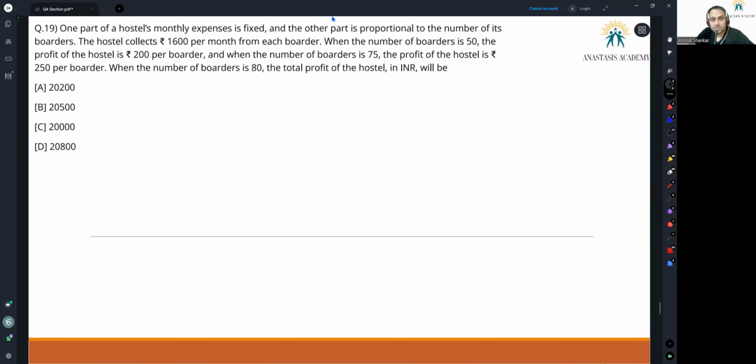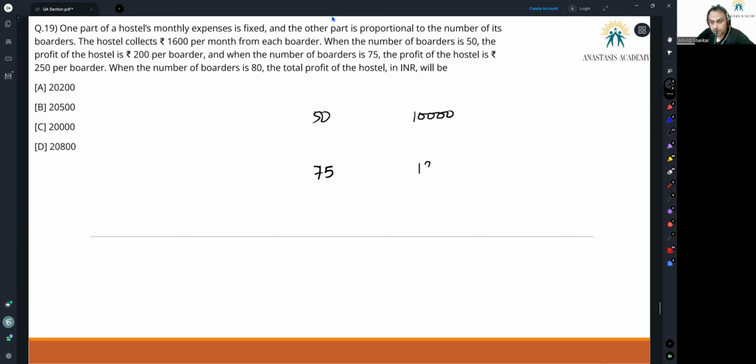One part of hostel's monthly expenses is fixed, the other part is proportional to the number of its boarders. The hostel collects 1600 per month from each boarder. When the number of boarders is 50, the profit of the hostel is 200 per boarder. Okay. For 50 residents, the profit is 200 into 50, which is 10,000. Okay. And when the number of boarders is 75, the profit of the hostel is 250 per boarder. For 75, 250 per boarder.